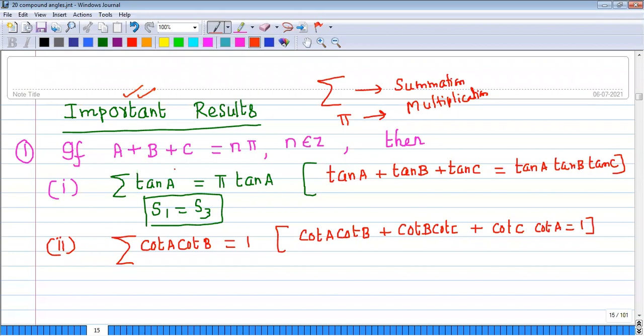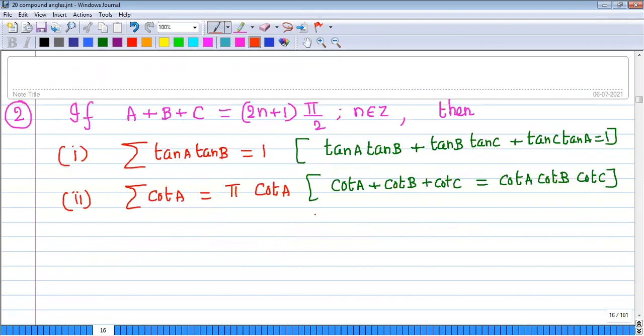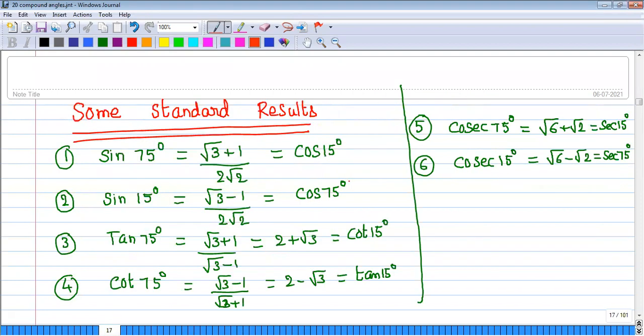Sigma tan A equals sigma tan A tan B tan C. Sigma tan A tan B equals 1. Sigma cot A cot B equals 1. Sigma cot A equals cot A cot B cot C.